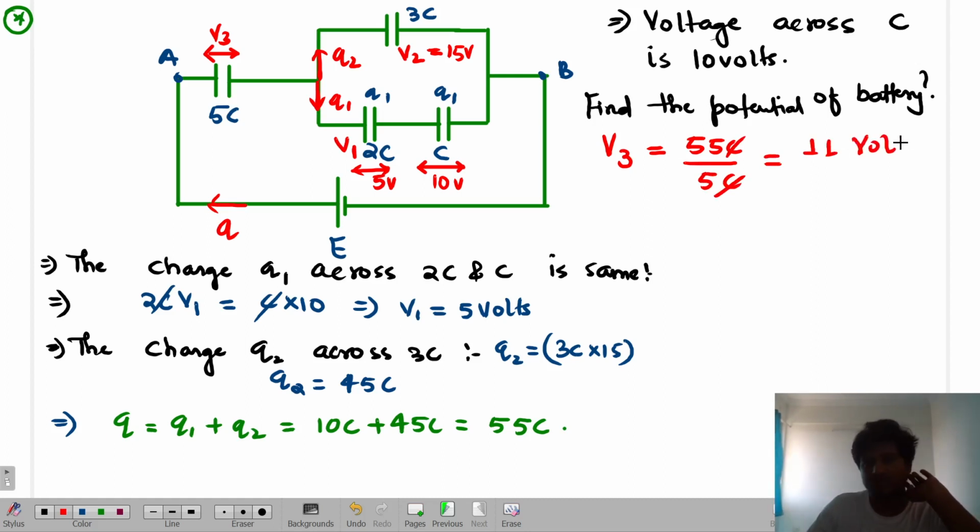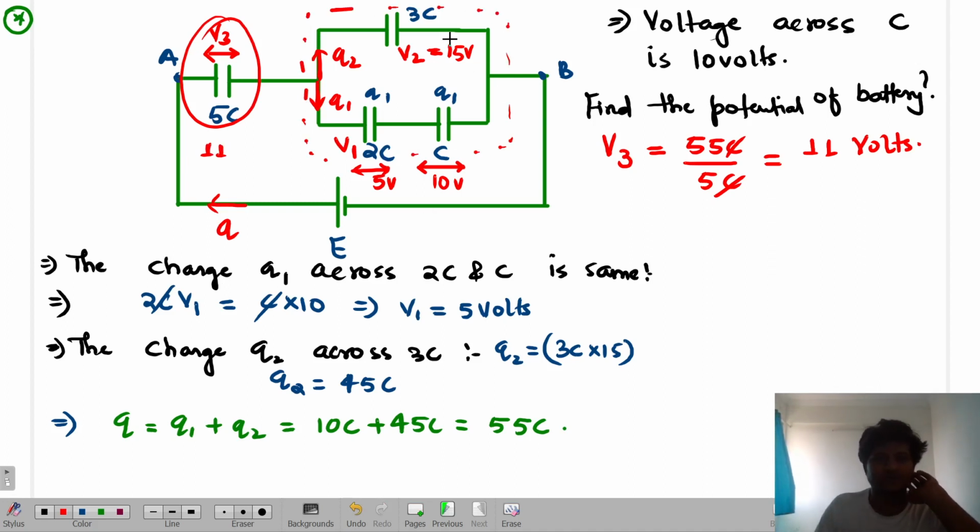11 volts. So look over here. On this it is how much? 11. And on this whole circuit, the net potential is how much? Here it is 15. On the drop points over here and over here, it will be 0 volts, isn't it? Let me just remove those dots.